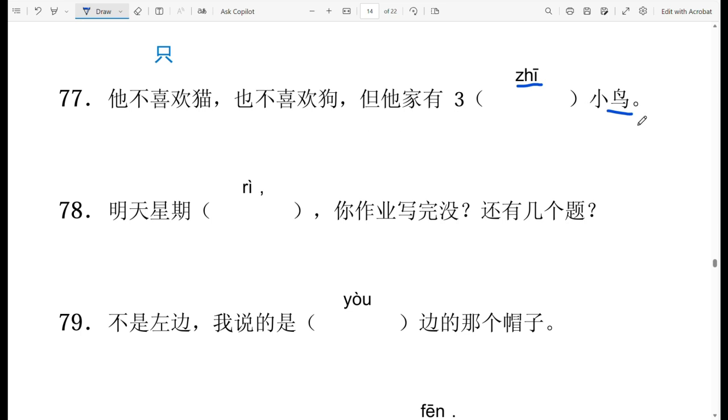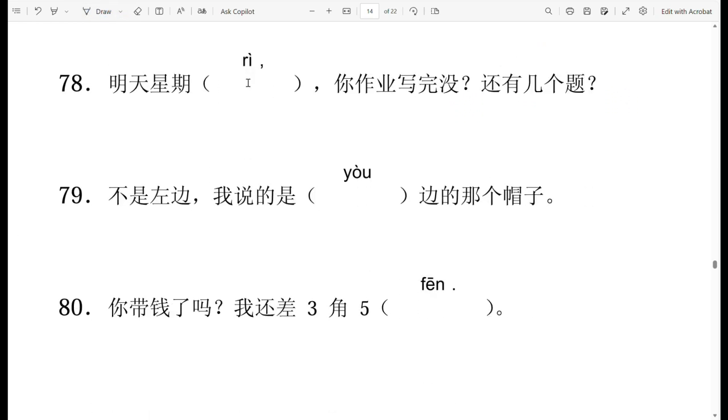So you see here we need a classifier because there is a number, and so we can use our zhi. Then let's go on. Again, we have the word re. There is only one option in this case, which is the one that means day or sun. So let's see if this makes sense.